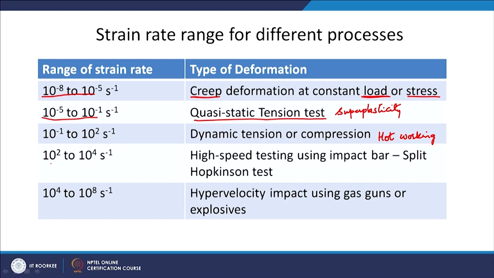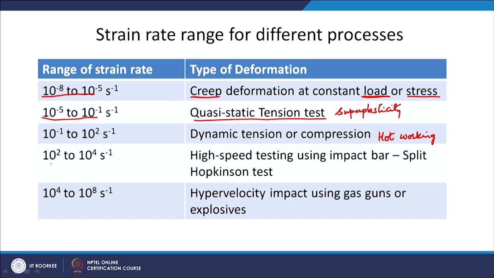Then you can go even further with 10 to the power 4 to 10 to the power 8 strain rate. These are hypervelocity impacts using gas guns or explosives. So, very high impact you can get through explosive techniques. So, basically if you want to characterize an armor plate, you should be going for this kind of strain rate, to see how the material behaves under impact conditions. So, these are the different strain rate ranges in which different types of deformation mechanisms operate.